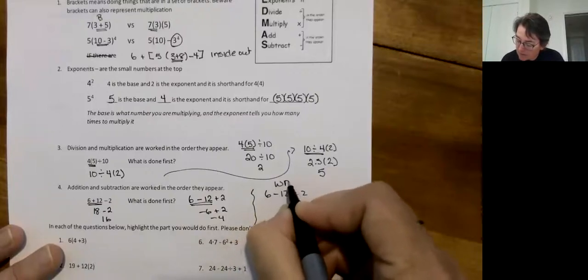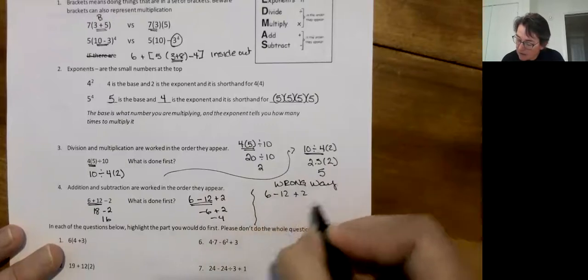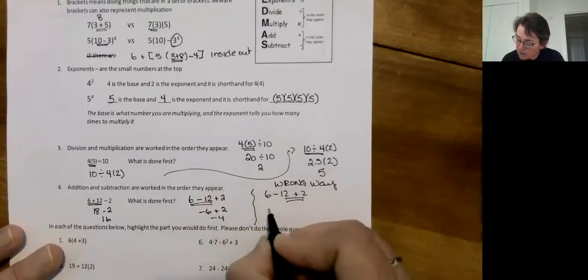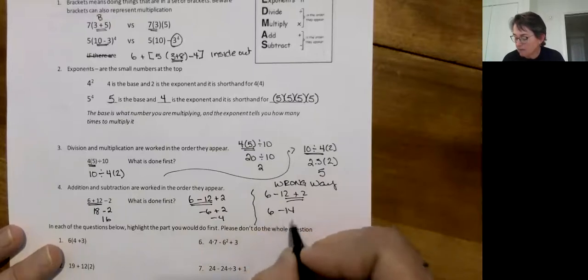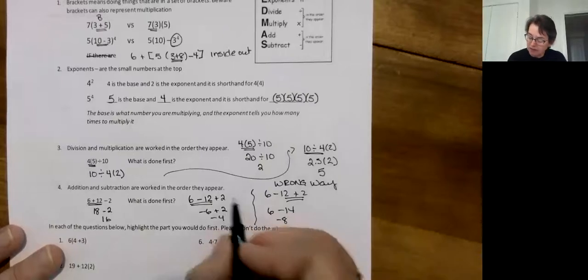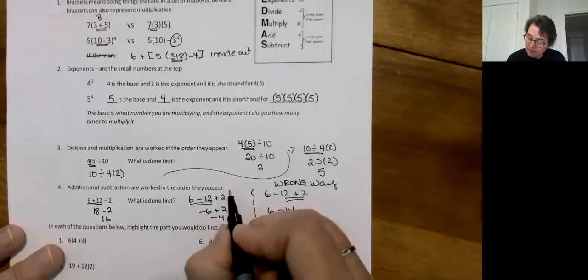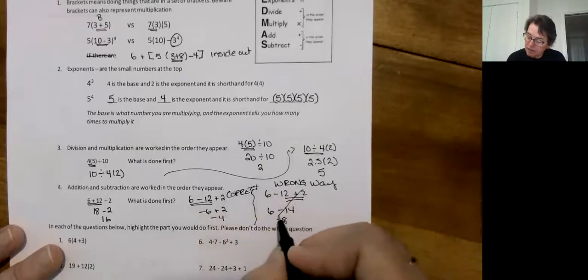And I'm going to do big letters. Wrong way. If I chose to do this part first, I'm going to get 6 minus 14. 6 minus 14 is minus 8. So you get different answers. This is the right way. So do it in order.